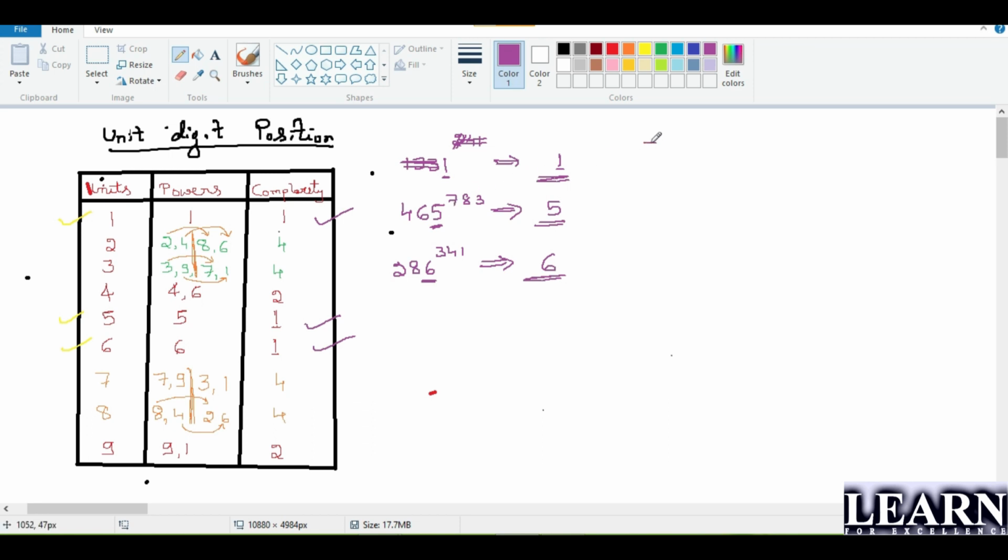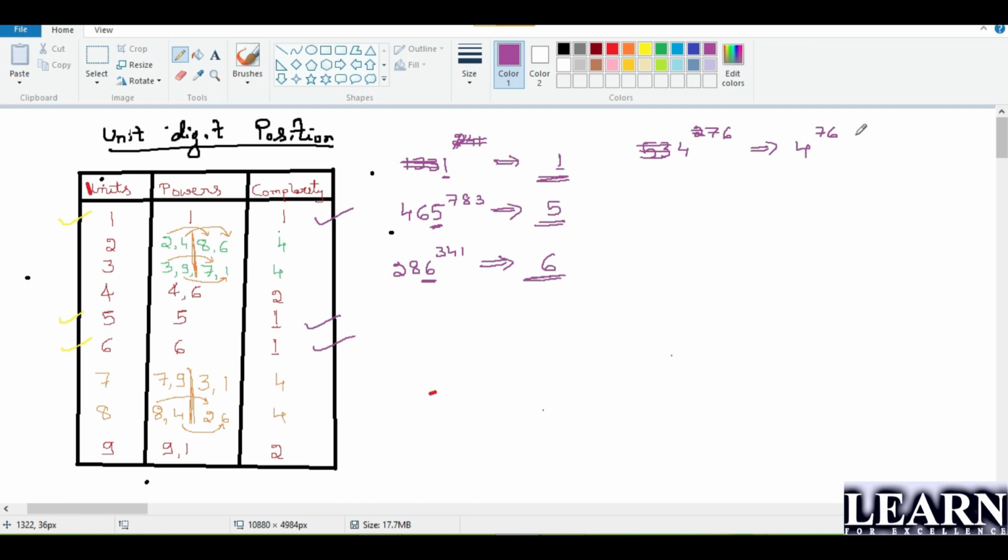Yes, 534 to the power, I'll take it as 276. Is it fine? Okay, now as I have already told, while talking about unit digit, we just need the unit digit of the base. So this is eliminated, and two digits of the powers. So I can eliminate this. I can rewrite it in the simple format as 4 to the power 76.